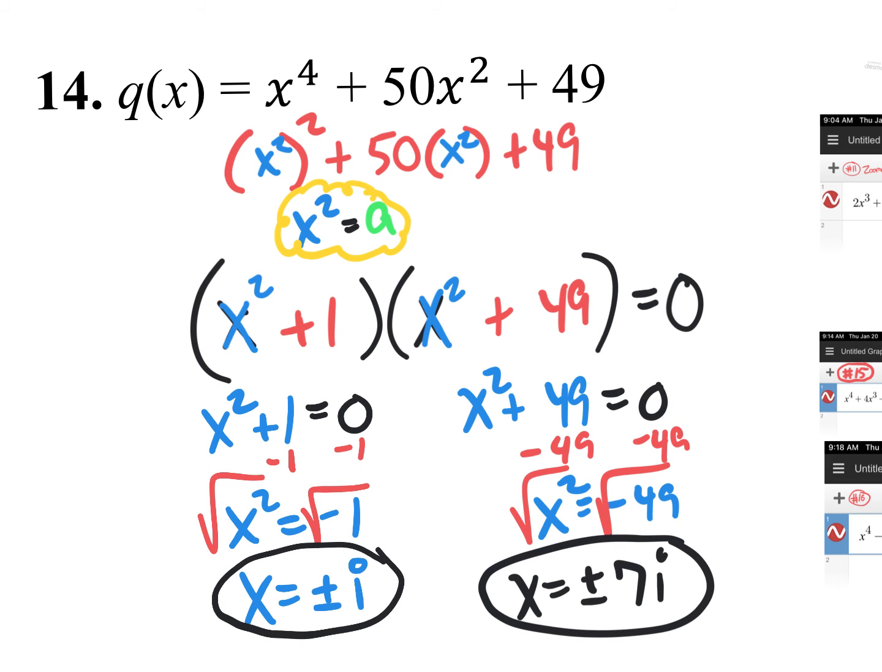So we really do have 4 answers. x equals positive i, x equals negative i, x equals positive 7i, and x equals negative 7i. And that satisfies this 4th degree equation. 4 answers for a 4th degree equation. Make sense?